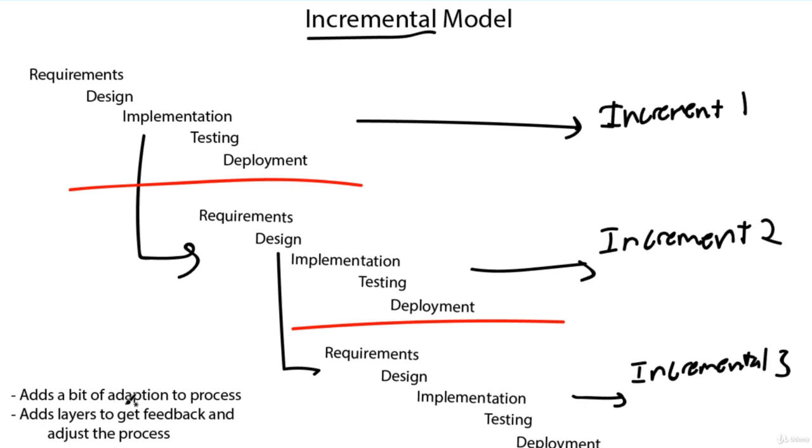It adds a little bit of adaptation to the process. Remember, predictive and adaptive? This allows us to get a little bit farther over into that adaptive side, where we can actually move and adapt with what the client is thinking and with the way that the production is going. This also adds layers of feedback, which helps us out as well.